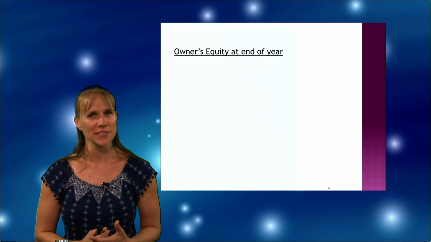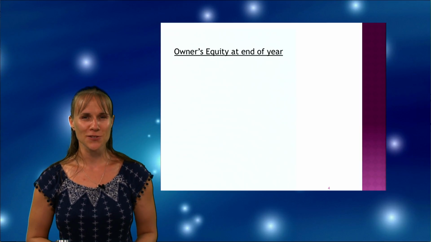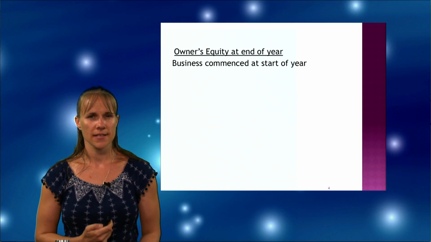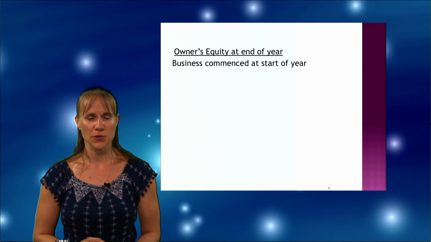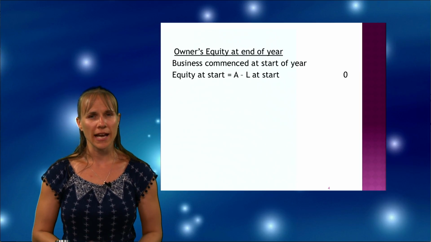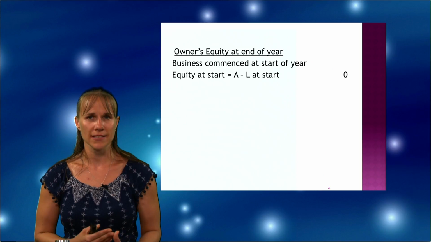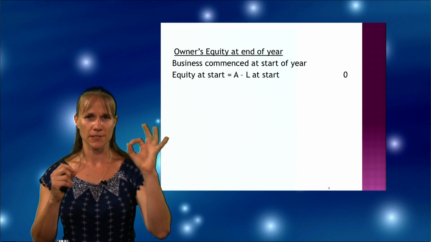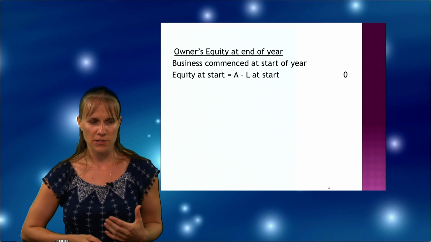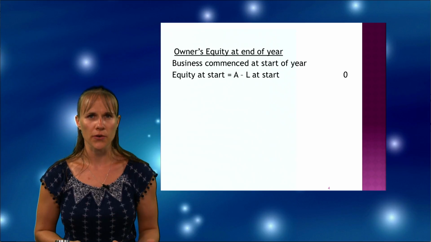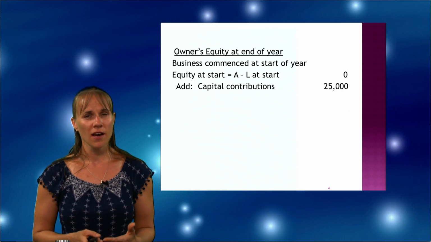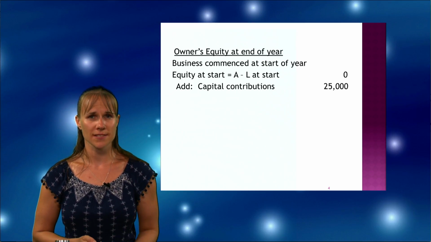So to calculate owner's equity at the end of the year for our sole trader, our starting point: her business commenced at the start of the year, so 1st of July 2009. So that's the start of the financial year as well. So equity at the start is 0. So assets minus liabilities at the start, 0. Okay, we've got nothing because she's just starting it up and she didn't really bring any assets with her. Okay, she invested some cash, so we can add on her capital contribution of $25,000. Okay, so that's our starting point.